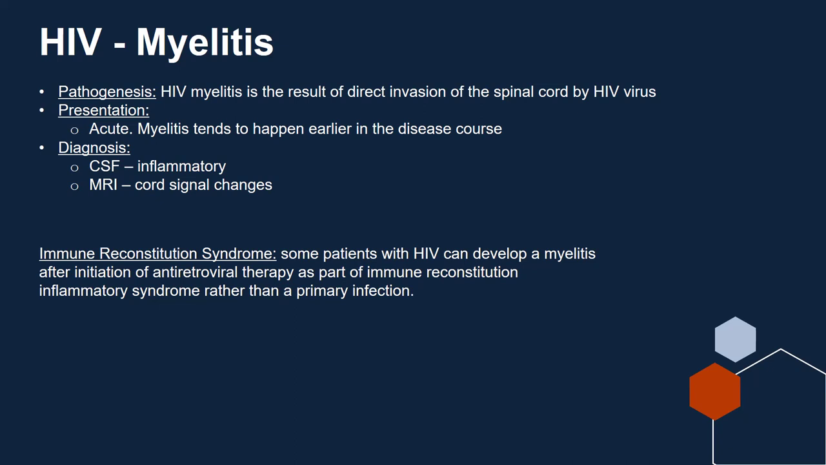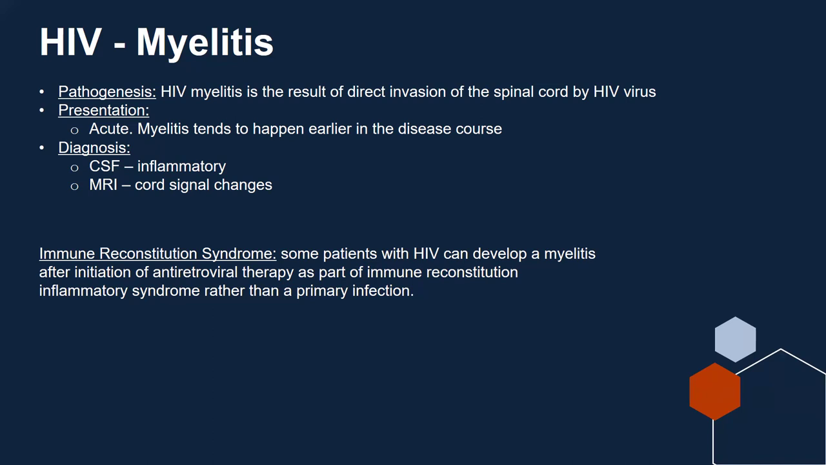In addition to HIV-related myelopathy or myelitis, this can also occur after antiretroviral therapy is started due to immune dysregulation as part of systemic immune reconstitution syndrome. This specific syndrome is treated with steroids. And lastly, it is important to remember that in all patients that have HIV, once their CD4 counts begin to fall below 500, ultimately all these other diseases that we've talked about, they are at risk for that as well.